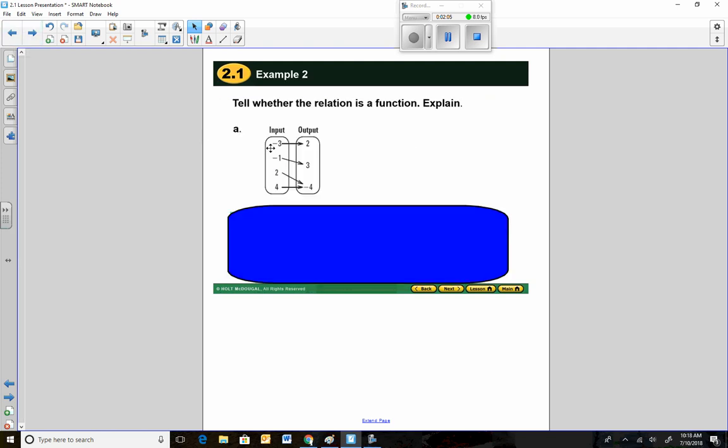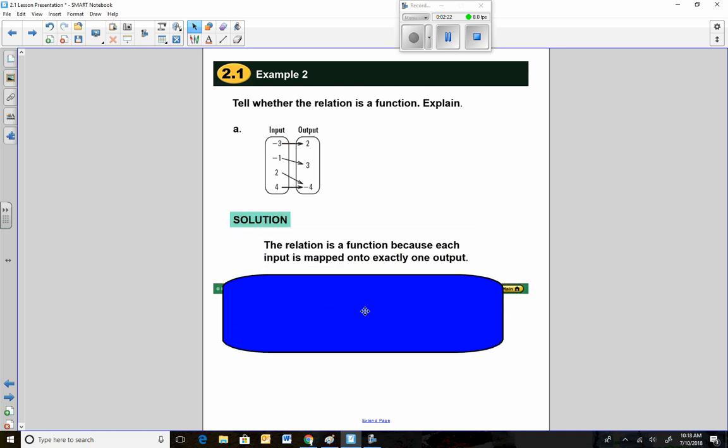Let's take a look. This is an X, it has one output. This is an X, has one output. This is an X, has one output. This is an X, has one output. So every single one of the X's only has one output. So this, to tell whether or not it's a function, I just looked at all that. So yep, it's a function. Because the relation is a function because each input is mapped onto exactly one output.